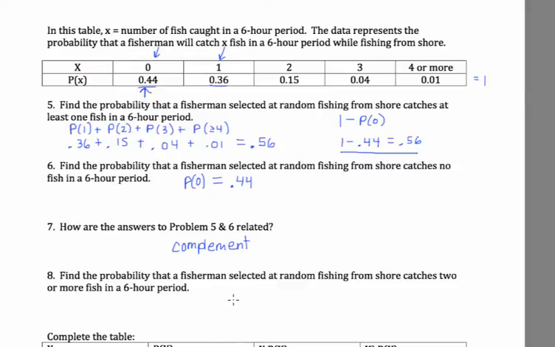Find the probability that a fisherman selected at random fishing from shore catches 2 or more fish. 2 or more would be you could catch 2, or you could catch 3, or you could catch 4 or more. That means greater than or equal to 4. So just add all those probabilities. 0.15 probability of getting 2, 0.04 probability of getting 3, 0.01 probability of getting 4 or more. 0.2, 20%.